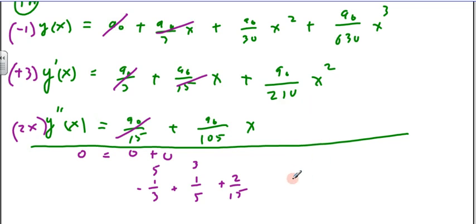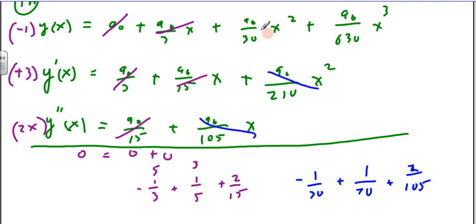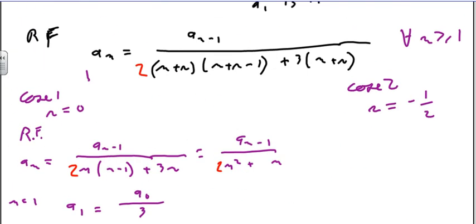And now we're looking at the x squared term, and I've got minus 1 over 30 plus 1 over 70 plus 2 over 105. Okay, so I take out my calculator and I push some buttons and I find those guys are 0. They go away. Plus 0, problem checks. Okay, so that's case 1.